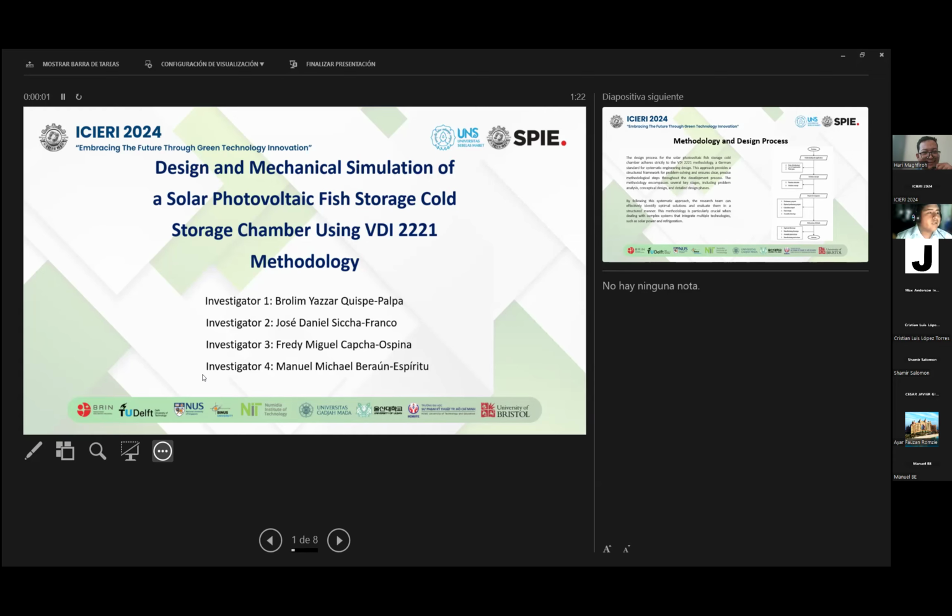Good afternoon. Design and mechanical simulation of a solar photovoltaic fish storage cold chamber using VDI 2221 methodology. The group members are Rolling Yazar Quispe Palpa, José Daniel Cincha Franco, Freddy Miguel Capcha Ospina, and Manuel Michael Bebaun en Espíritu.